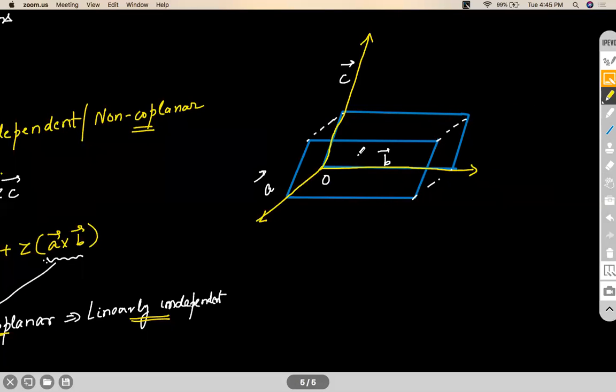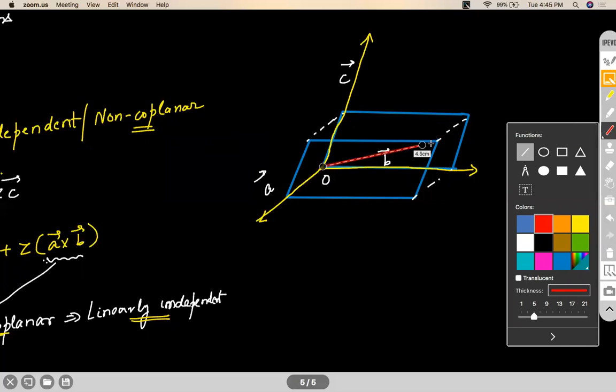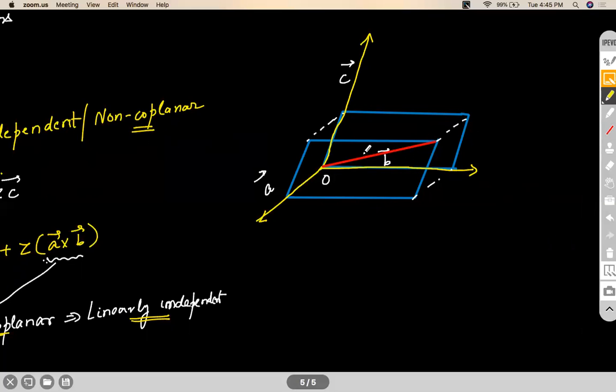Then let us say I want to express any vector like this, let's say this red vector. What it is saying is that any red vector R can be expressed by suitably scaling up or down A, so let's say this is your XA, suitably scaling up or down B, so let's say this part is YB, and suitably scaling this part, let's say this part is ZC, such that if you come XA plus YB and go in this direction by ZC, so see how it works.